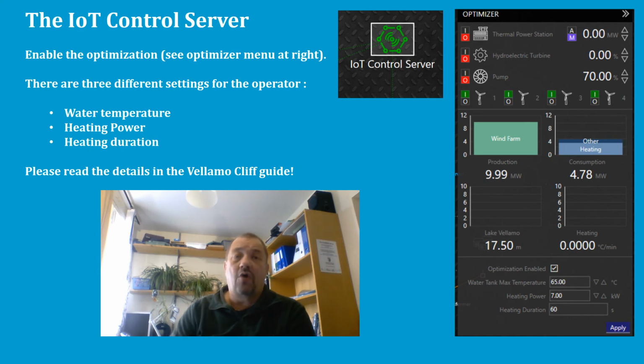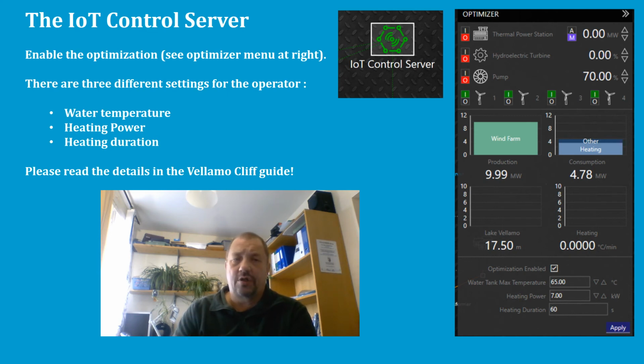The heating power in the houses can be adjusted between 7 and 9 kilowatts. Please note that the internal heating control system in each house can override the commands from the optimizer. The internal heating control system will always switch off the heating when the water tank temperature reaches the set point.